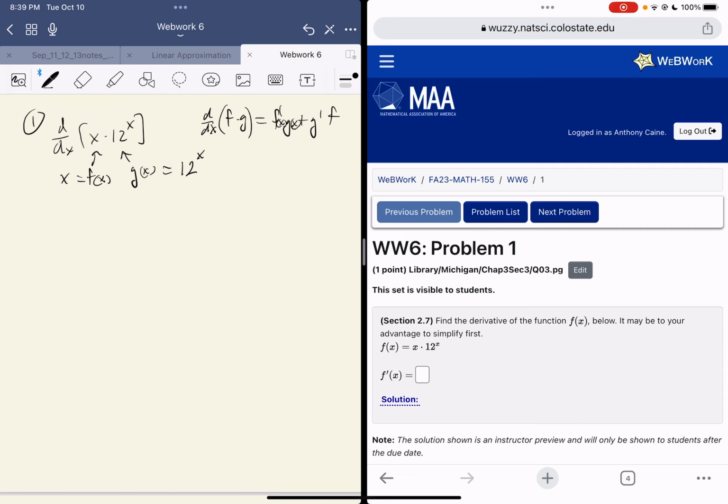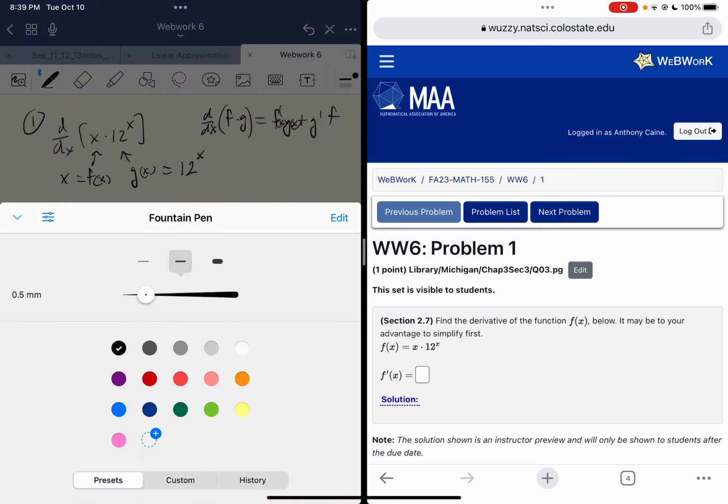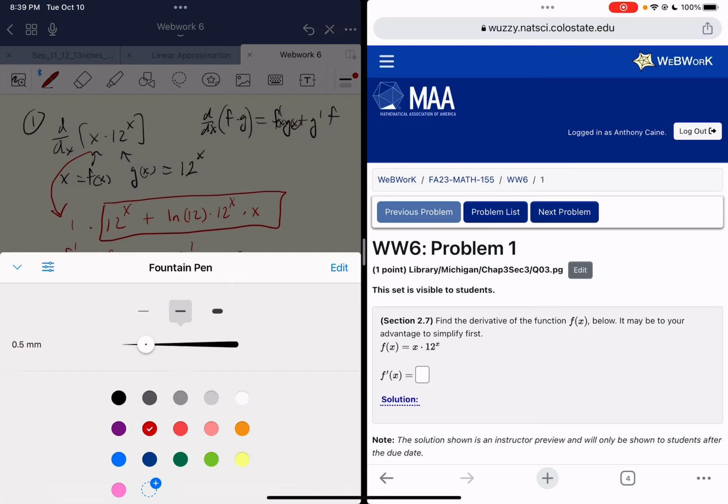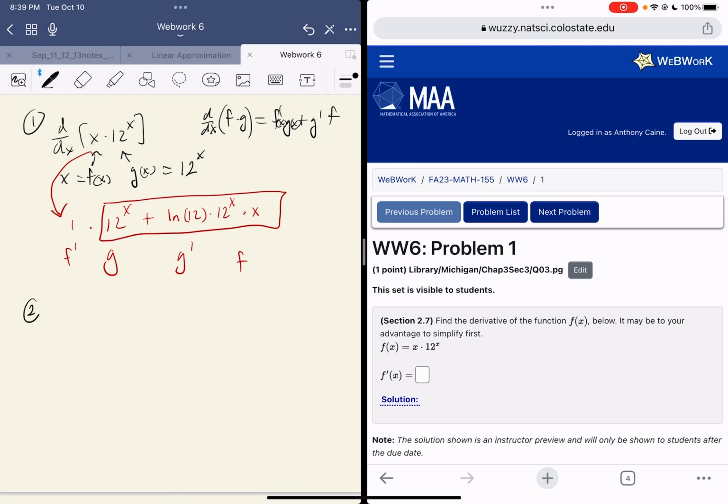So, okay, let's just jump into it. Let me change my color. Sweet. So I'm going to do f prime, which is 1, times g, which is 12 to the x, plus g prime, which is the natural log of 12 times 12 to the x, times f, so times x. And there it is. There's my answer. I'm not going to worry about the 1 because times 1 doesn't change anything. Sweet. Let's jump to 2.